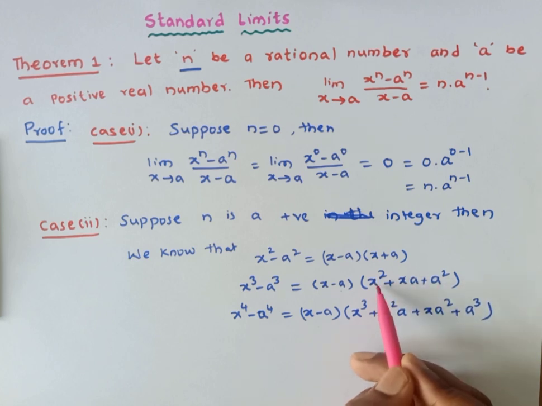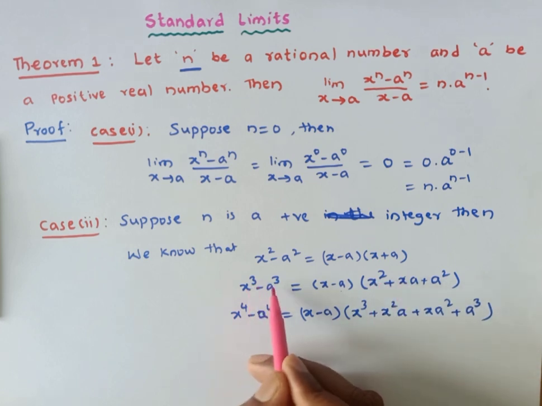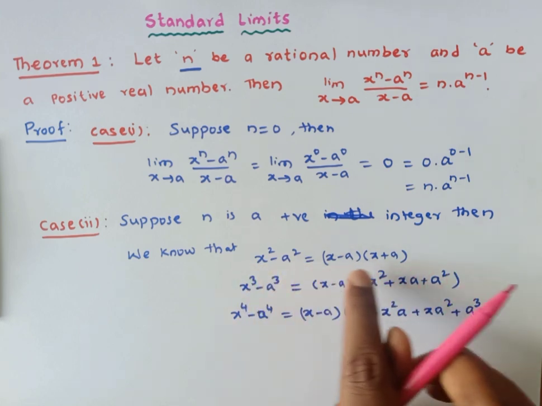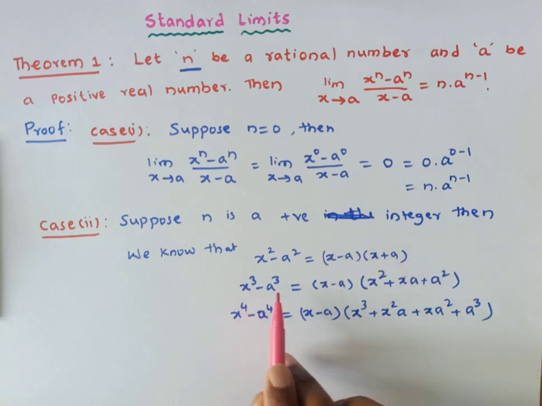See here we can observe the powers of x. Here x cube minus a cube contains 3 terms. x square minus a square, except this product, then x plus a, that contains 2 terms. x cube minus a cube, 3 terms. x power 4 minus a power 4, there are 4 terms. So if it is x power 5 minus a to the power of 5, we may get 5 terms.